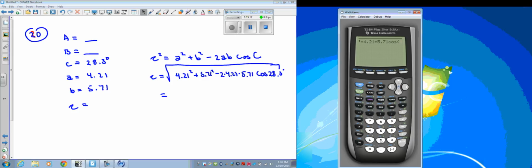Oh, rats. I forgot to set this up in degree mode. Okay. Is that what you got? 2.83.